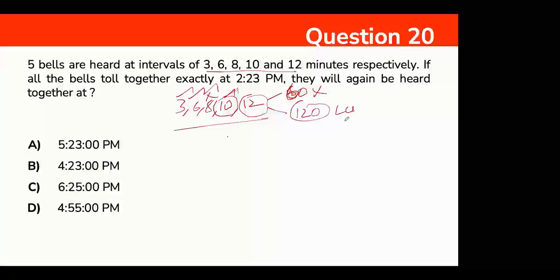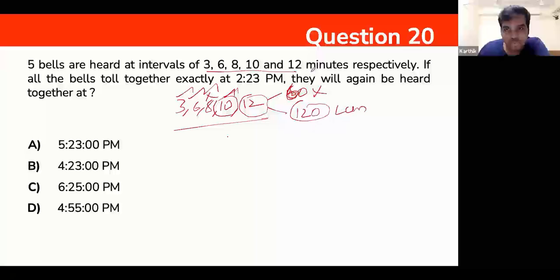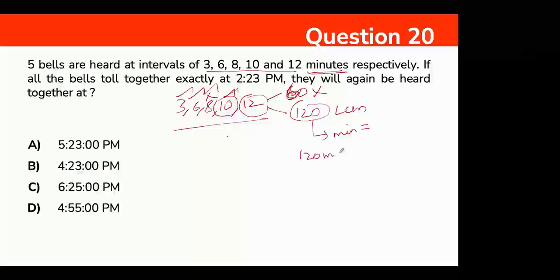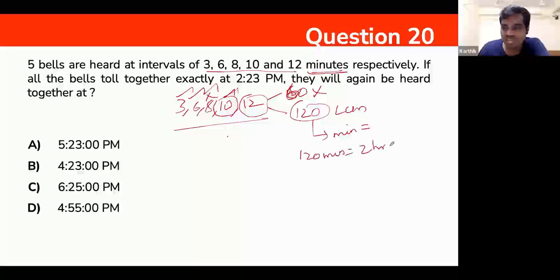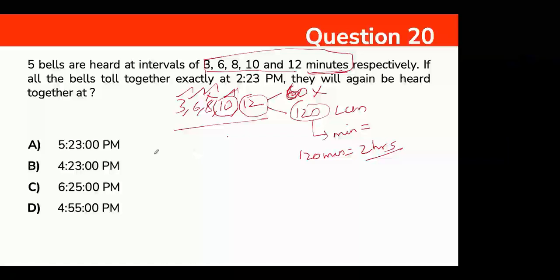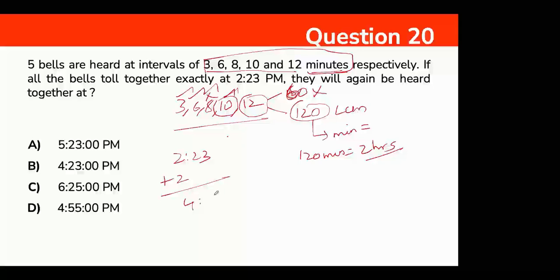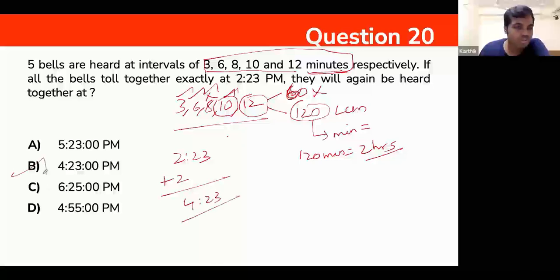Correct? Yes. Now what is given here? It is minutes. 120 minutes, which is equal to how many hours? 2 hours. That means after 2 hours only, all these bells will ring together. Understood? Yes. So now time is 2:23. After 2 hours, what will be the time? 4:23. We have that as option B.